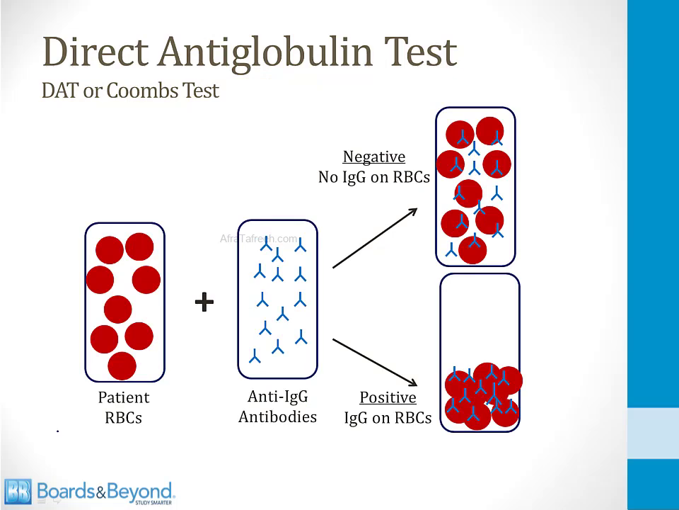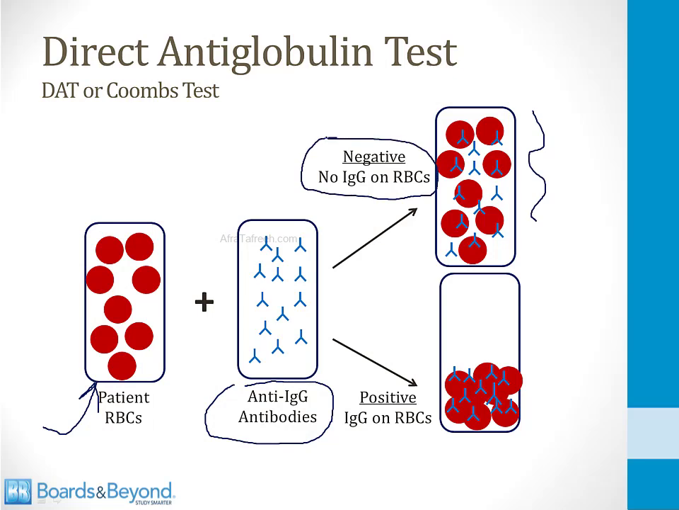To make this more clear, let's look at the picture I've drawn on this slide. The direct antiglobulin test starts with the patient's red blood cells. You then add anti-IgG antibodies. Now, if the red cells all swim around together happily with no agglutination, that means the test is negative and there is no IgG covering the red blood cells. You then need to go look for other causes of hemolysis.